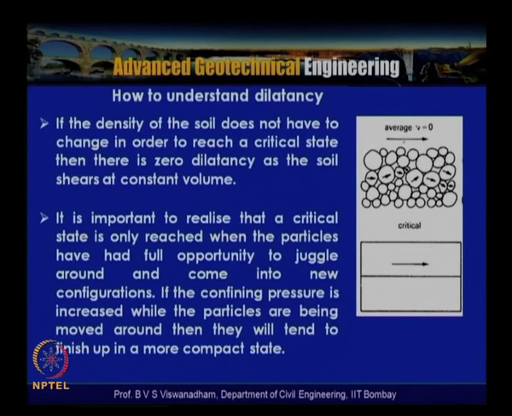It is important to realize that the critical state is only reached when the particles have the full opportunity to juggle around and come into a new configuration. If the confining stress is increased while the particles are being moved around, then they will tend to finish up in a more compact state. So we have seen the initially dense state, initially loose state, and also the critical state, where there is zero dilatancy as the soil shears at constant volume.